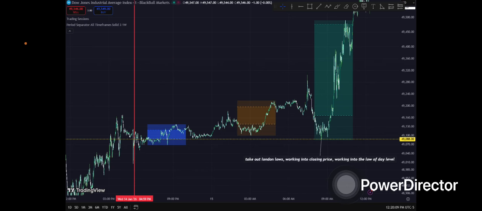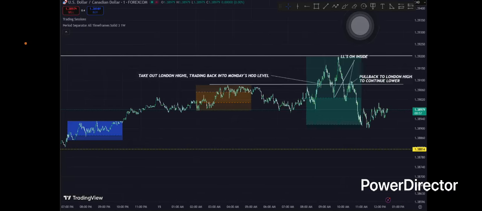Here we're looking at the DJ30. Again, before that green window, which starts at 8 a.m., we have this low of the day level, this high of the day level, and there's the previous day's closing price. You can see this market puts in a new high of the day and then dumps all the way back down through those London lows, back into closing price, back into the low of the day level before going parabolic from the low of the day to the high of the day, again from level to level. And if you notice, all of these well-engineered charts are triggering levels, whether those are 4-hour levels, whether they're daily levels, all right?